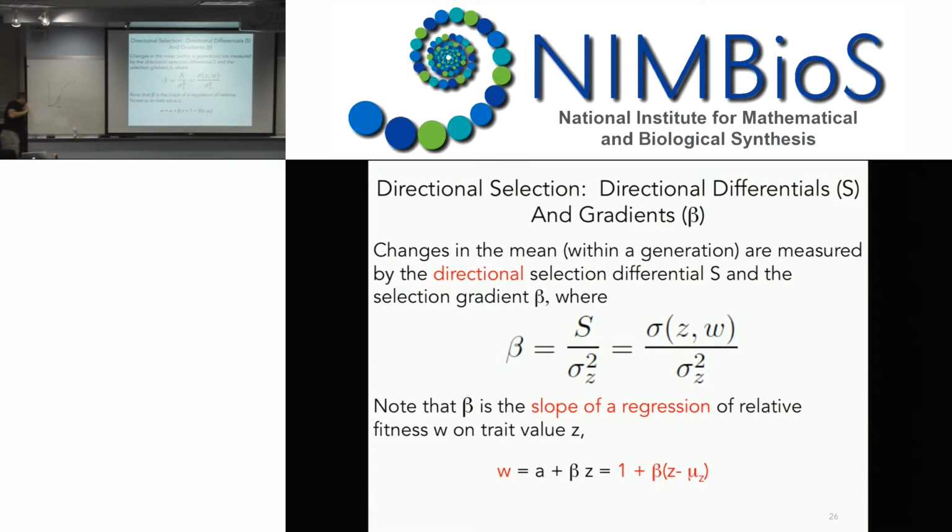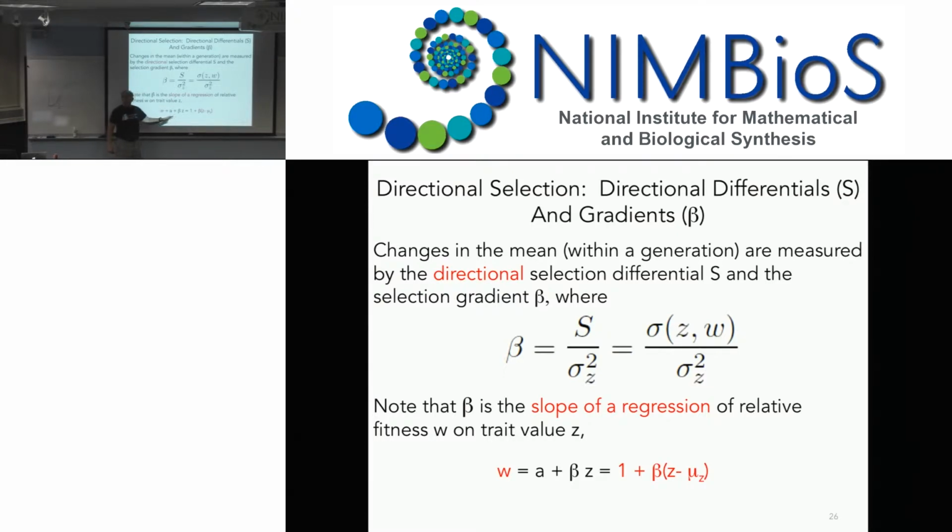So the directional selection gradient has this nice interpretation because it basically says a beta value of, for example, 0.2 says a 1 unit change in x changes relative fitness by 0.2. So it's a metric that basically gives you some idea for how changes in x translate into changes in fitness. So beta is the slope of the regression of relative fitness on the trait value z. I can write the regression this way.